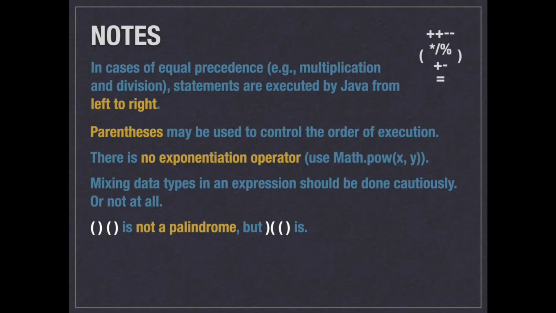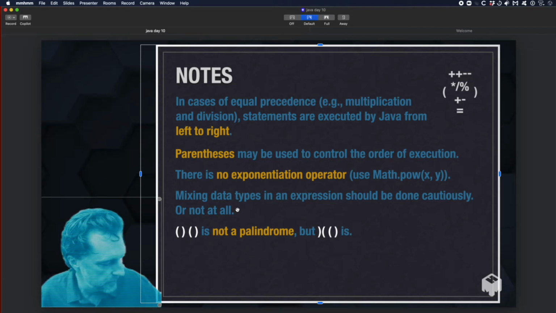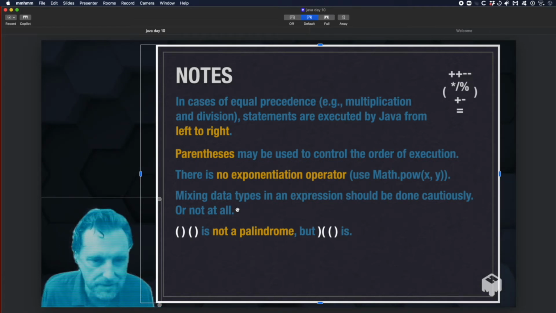If there's any confusion at all, you can always use parentheses to control the order of operation to get the result that you want. Mixing data types: for whatever reason, if these were bulleted, it would be the fourth bullet, which is that mixing data types in an expression should be done cautiously or not at all. That's a little bit of a preview of some of the difficulty yet to come in this chapter.